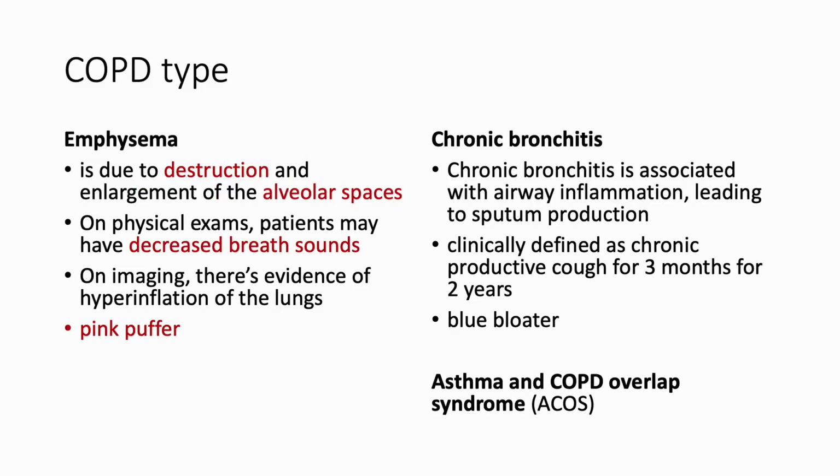The 3 common types of COPD that are tested include emphysema, chronic bronchitis, and ACOS, which is asthma and COPD overlap syndrome. Emphysema is due to destruction and enlargement of the alveolar spaces. On physical exam, patients may have decreased breath sounds. On imaging, such as chest x-ray, there is evidence of hyperinflation of the lungs. Chronic bronchitis is associated with airway inflammation, leading to sputum production. Clinically, it is defined as chronic productive cough for 3 months for 2 consecutive years. The last one is asthma and COPD overlap syndrome.